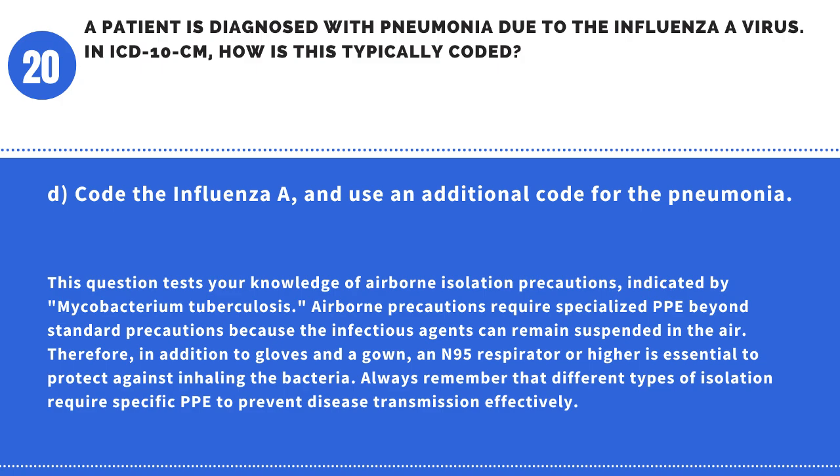This question tests your ability to code conditions caused by infectious agents in ICD-10, specifically following the code first and use additional code instructions. When a condition like pneumonia is stated as being due to an underlying infectious disease like influenza A, you typically code the underlying infectious disease first, followed by an additional code for the manifestation, the pneumonia. This is indicated by code first notes under the manifestation code category or use additional code notes under the underlying disease category. Always check the notes in the tabular list when coding conditions caused by infections. The underlying cause, influenza A, is coded first, then the resulting condition, pneumonia.